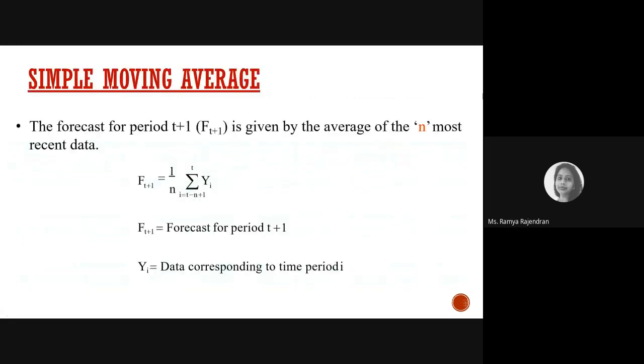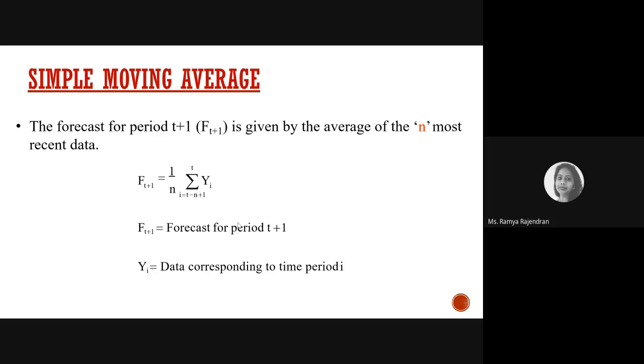Coming back to simple moving average, the formula for forecasting time series data by simple moving average is 1 by n summation of yi. Here n is the number of observations, y is your data, and t is your time period. So it is 1 by n summation of i equal to t minus n plus 1 until t of yi. This is the formula for simple moving average. Here the n past observations are given equal weightage.